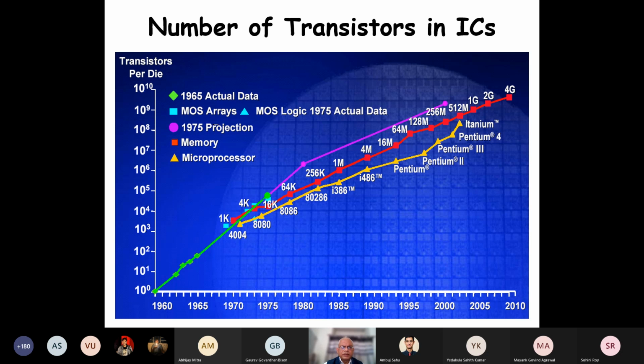But see here, the red ones, the memory, is increasing much faster than the processor. The density of transistors in the processor is much less than the memory. And we know why the density in the processor is less than the transistor in the memory.